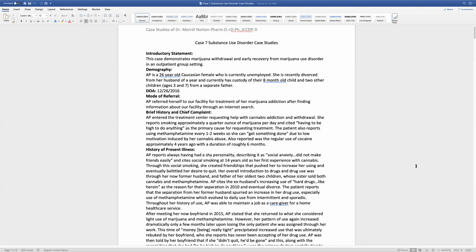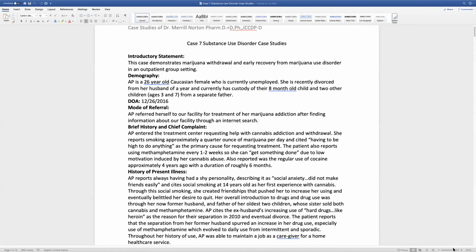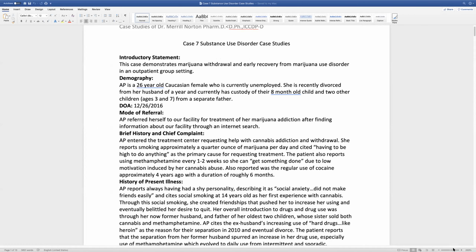All right, here we go. This is a case of marijuana. We got some marijuana. Early recovery marijuana use in an outpatient group setting. AP is a 26-year-old Caucasian female. She's currently unemployed. She recently divorced her husband, and has custody of their 8-month-old child and 2 other children, 3 and 7, from a separate father.